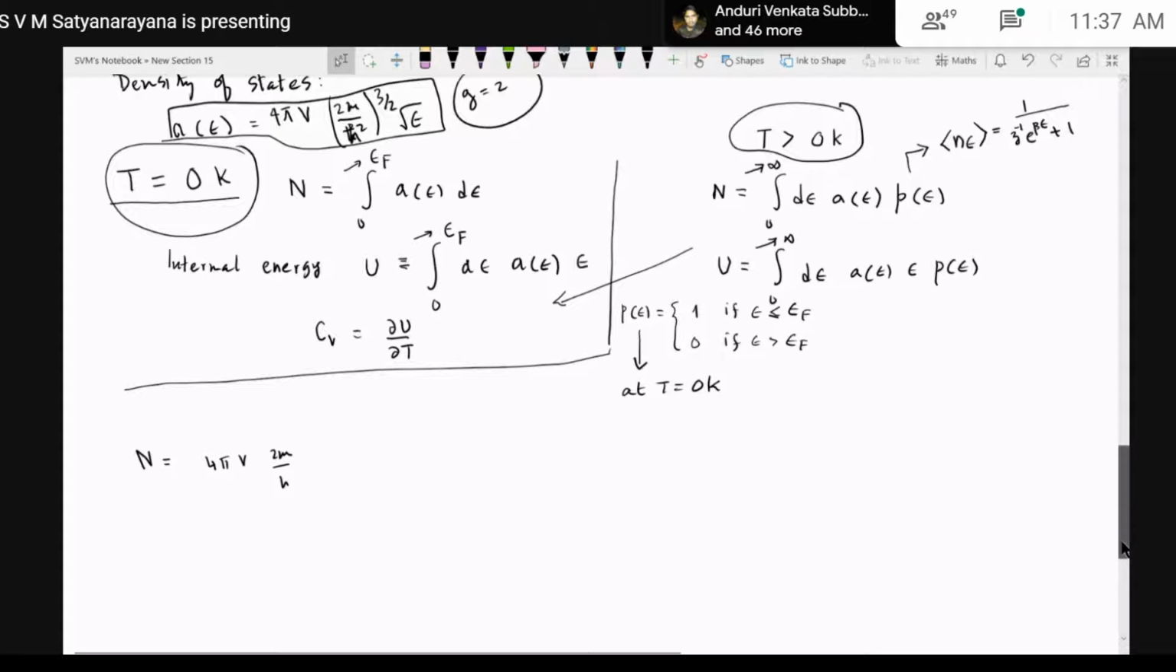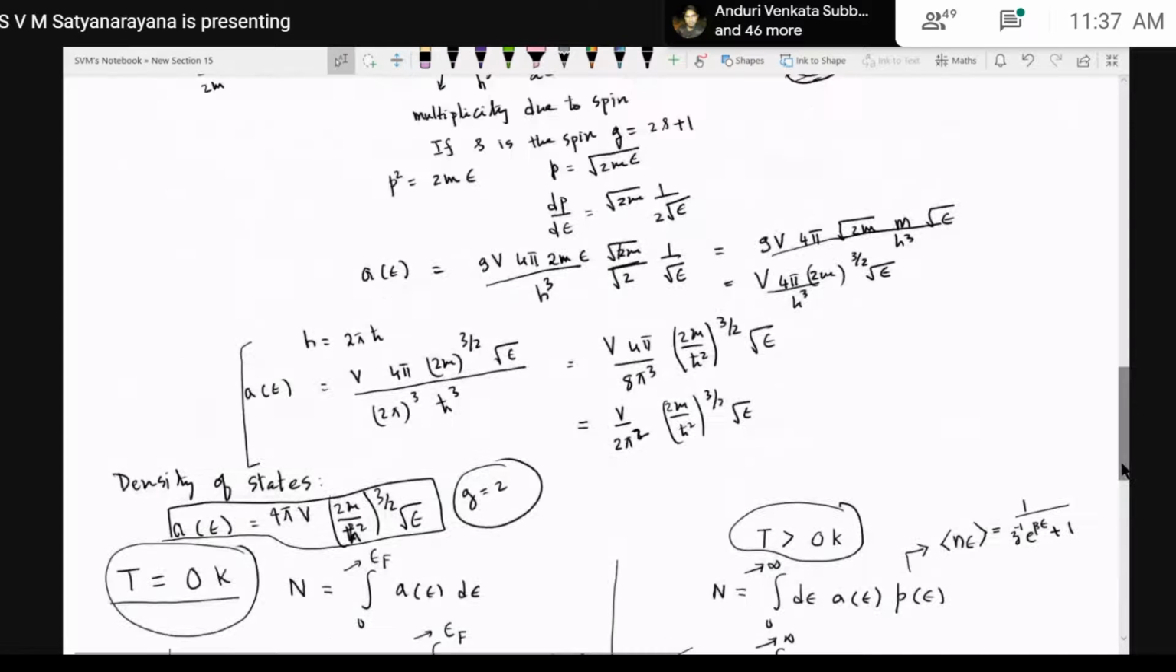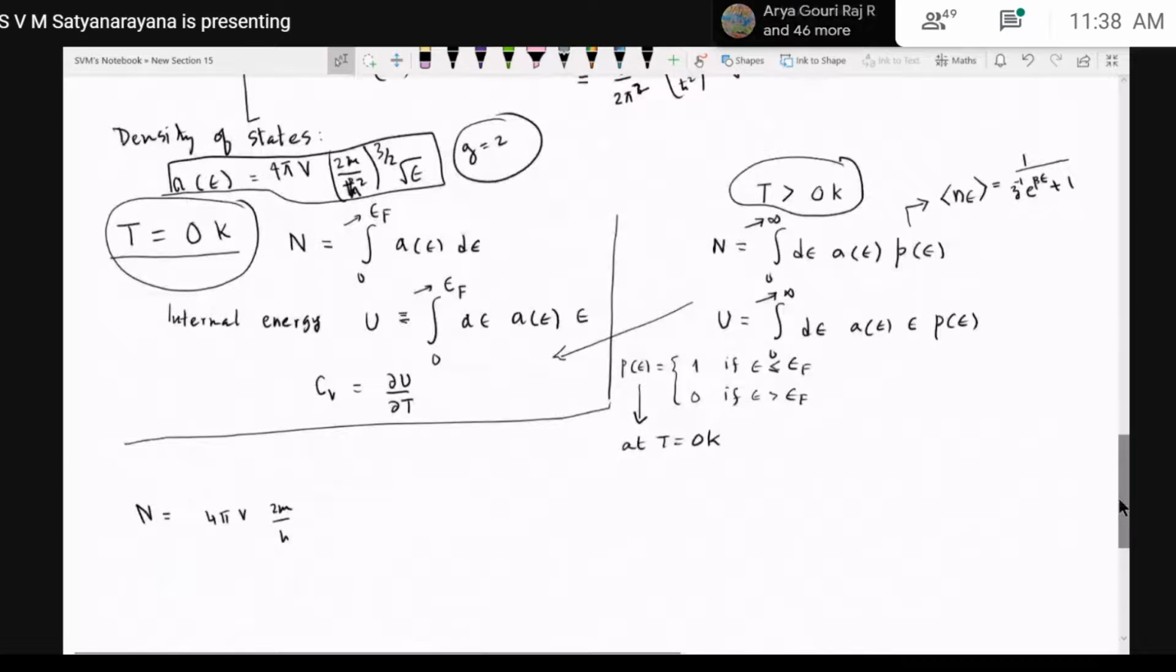Because we are used to writing h cross, maybe I will just put that in h cross language. That is, you get 2m by h bar square into V by 2 pi square. So let's write that: V by 2 pi square into (2m by h bar square) to the power 3 by 2 into root epsilon. And of course, this is the energy part, and integrate this from 0 to epsilon_F d epsilon.